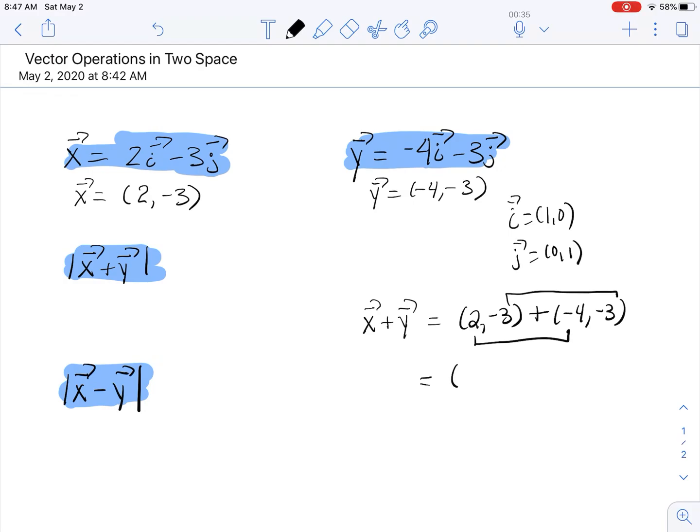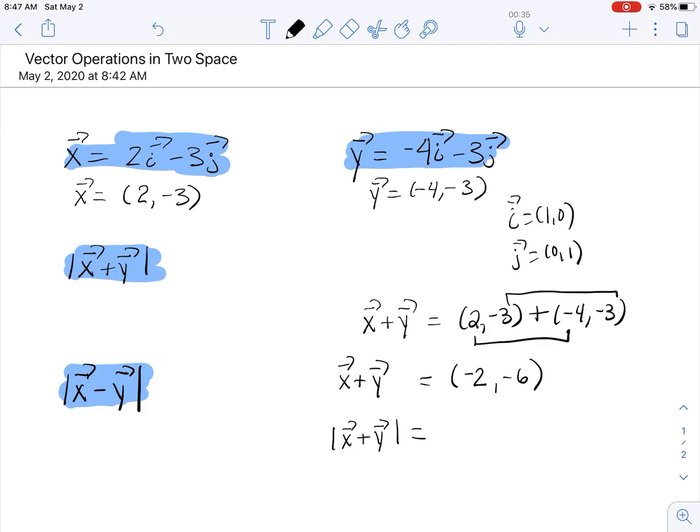When you're doing that, you are adding the x-coordinates. So 2 plus minus 4 is minus 2. And then minus 3 plus minus 3 is going to be minus 6. So now I can take the magnitude. This vector x plus y is going to be a position vector, (-2, -6).